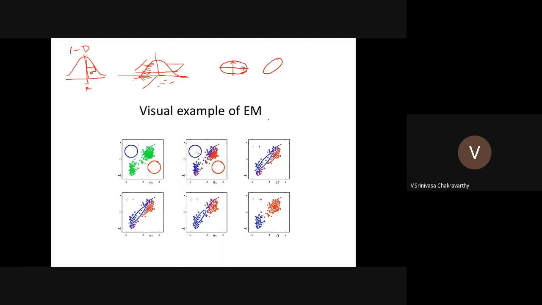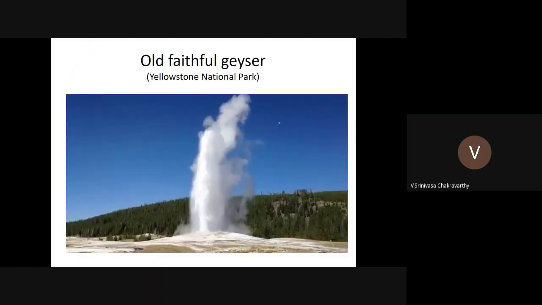This is the kind of thing that we're talking about. It is called expectation maximization. We'll see later why it is called that. Let's not get confused or scared by the terminology. Let's get at the intuitive idea first. Now there is a very interesting data set.